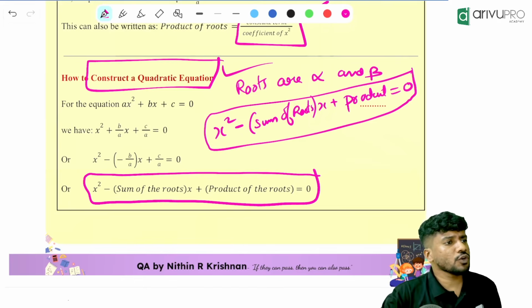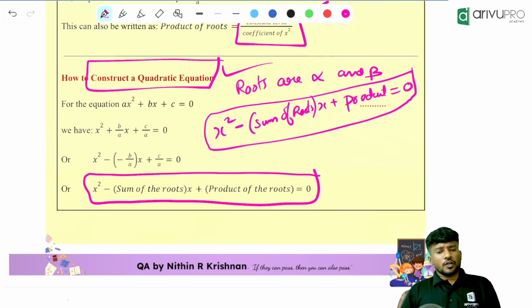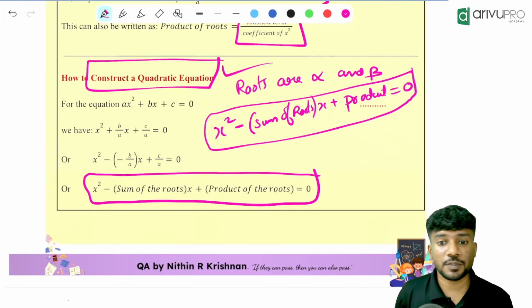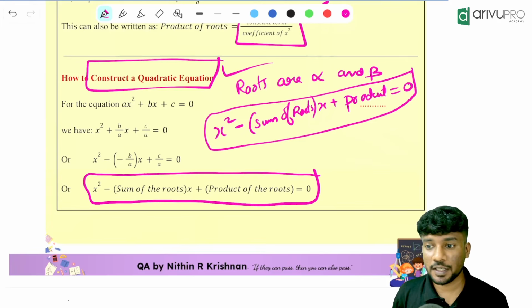Now, few questions I want to ask you. Do you remember the identities which you studied in your school? a plus b the whole square is a square plus 2ab plus b square. Everyone remember that? Then what is a minus b the whole square? a square minus 2ab plus b square. Then what is a plus b into a minus b? a square minus b square. You remember all those things, right? Then what is a plus b the whole cube? a cube plus b cube plus 3ab into a plus b.